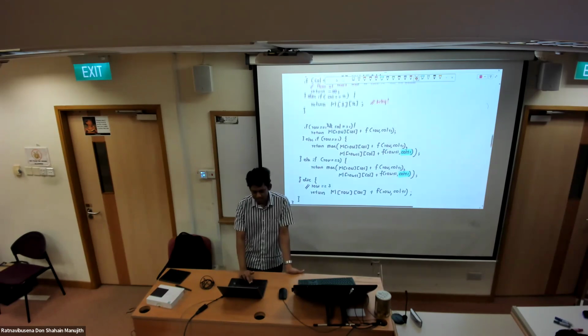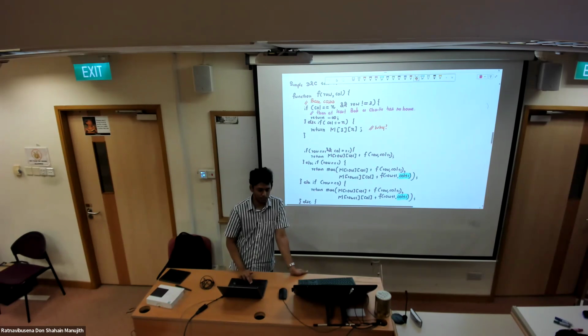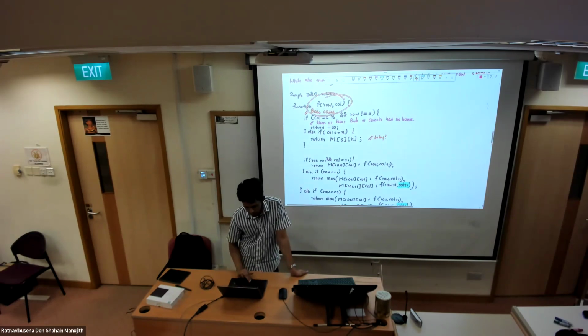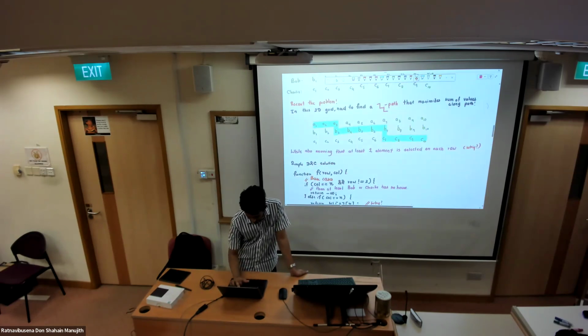Okay. So next thing is that you should realize that there are overlapping subproblems, because you can reach, for example, F(row, col), let's say this value, in multiple ways. For example, you can reach it like that. You can also reach it like that. You can also reach it like that. So there are overlapping subproblems.